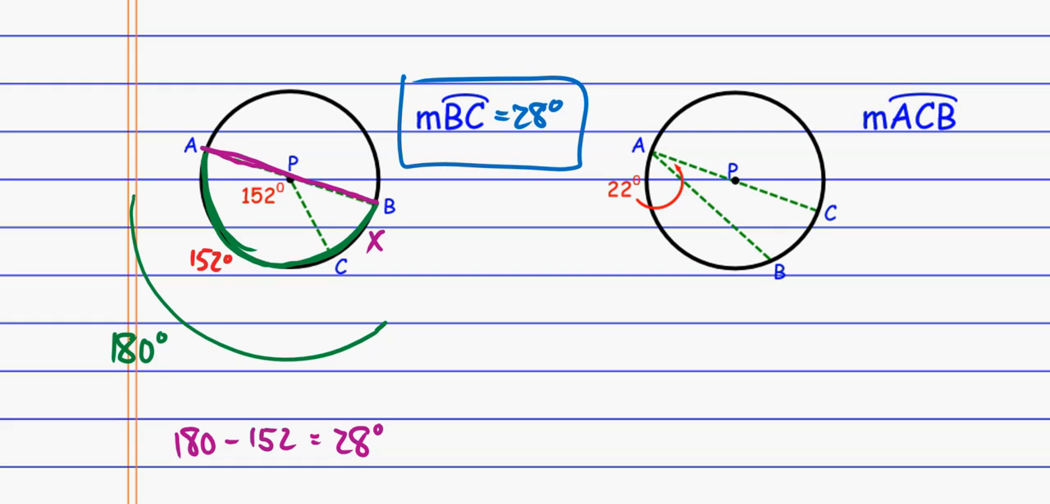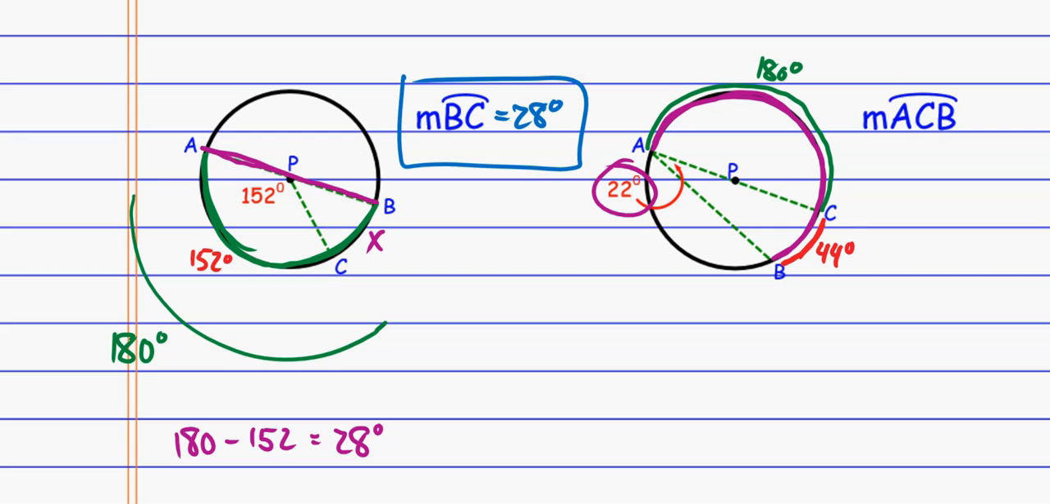And then looking at this one, I want the measurement of ACB. So I want the whole way around this circle, this major arc, this really big one. And keep in mind, I already know part of this, like this piece right here. Once again, that's a semicircle, so that's 180 degrees. Now what I need to do is add this little piece of BC to that. When I look at this, I have an inscribed angle of 22 degrees, which means the missing piece over here, BC, has to be 44 degrees. Remember, the relationship is that the inscribed angle is half the arc.